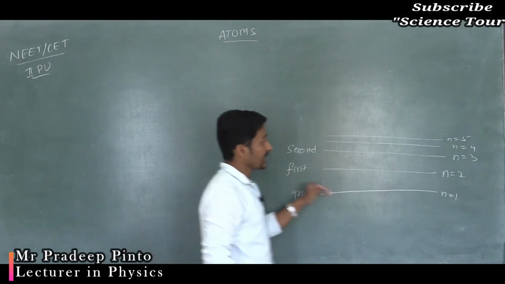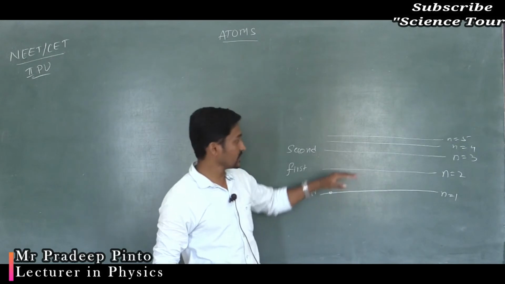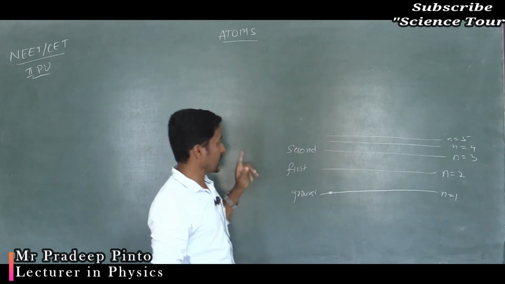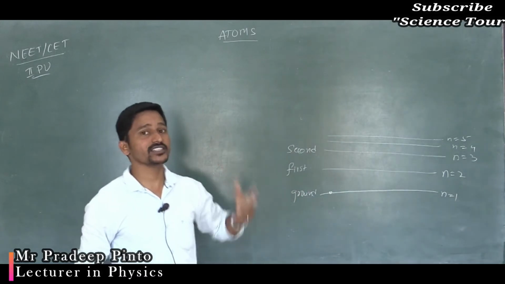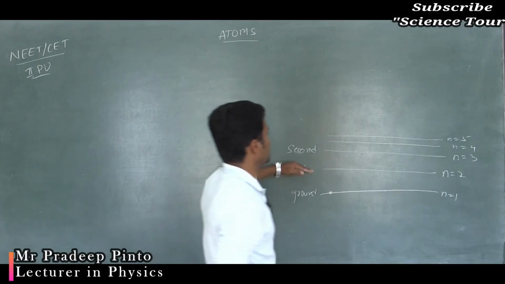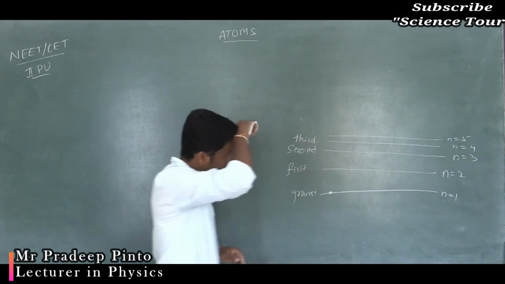But this is the energy level. First energy level means n equal to 1 itself. Second energy level is n equal to 2 itself, first, second, third like that. But whenever they say ground state, remember ground state is not an excited state, right? The first excited state is this one, then second, third.